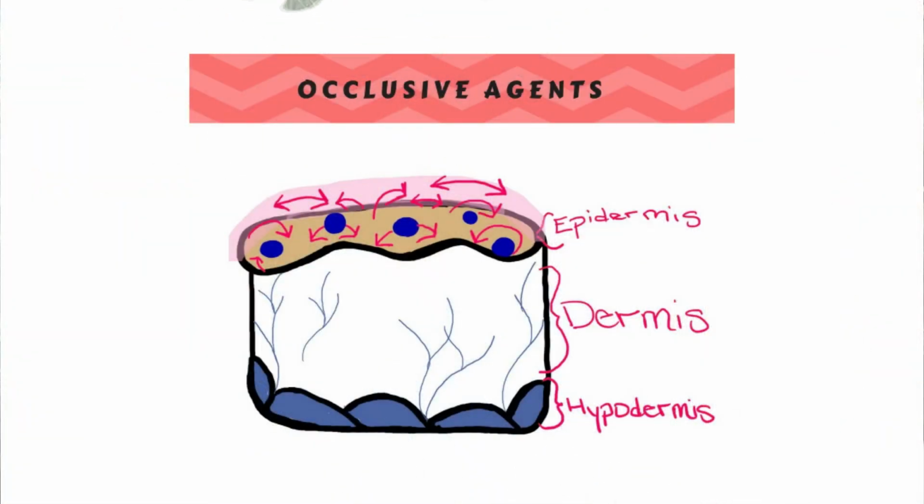Occlusive agents. Occlusive agents are substances, usually oils, which by forming a hydrophobic barrier over the skin physically block the loss of transepidermal water. Some examples of the occlusive agents are listed in the following table.